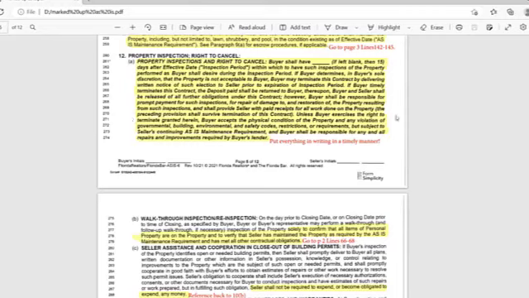Unless the buyer exercises the right to terminate granted herein, the buyer accepts the physical condition of the property and any violation of governmental, building, environmental, and safety codes, restrictions, or requirements, but subject to seller continuing the as-is maintenance requirement, and the buyer shall be responsible for any and all repairs and improvements required by the buyer's lender.